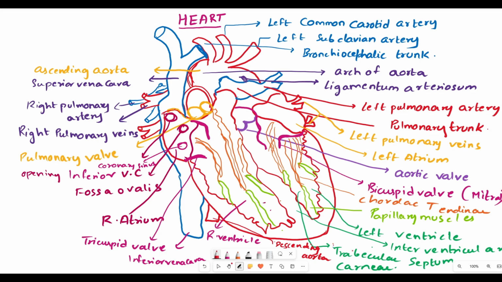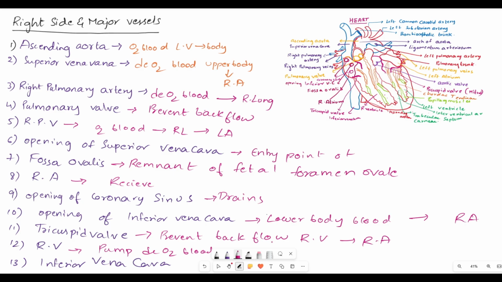Now let's try to see the main functions of each labeling. First, let's see the functions of the labeling that is present on the right side. Here there are 13 most important labeling which we have seen in the diagram. The first one is ascending aorta. Its main function is to carry the oxygenated blood from left ventricle to the body.